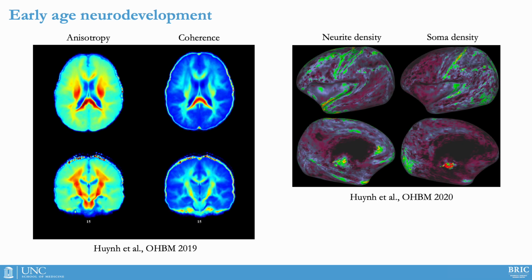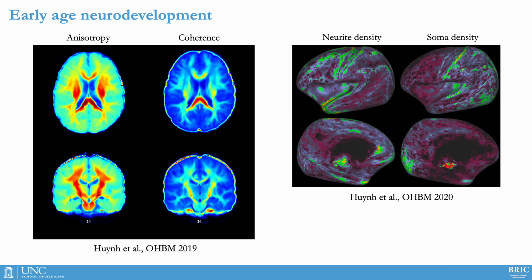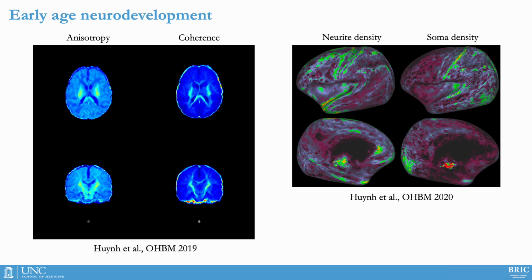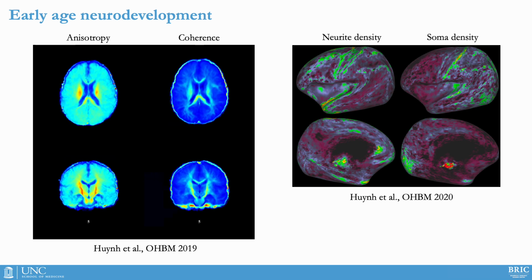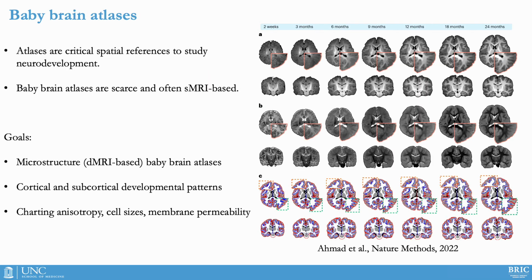However, the study of early age neurodevelopment is challenging due to a lack of a spatial reference or atlas. While there are multiple adult brain atlases, dense temporal baby brain atlases are very limited. Most, if not all of them, are based on structural MRI data. Presented here on the right is a dense temporal atlas for the first 2 years of life using T1 weighted and T2 weighted images.